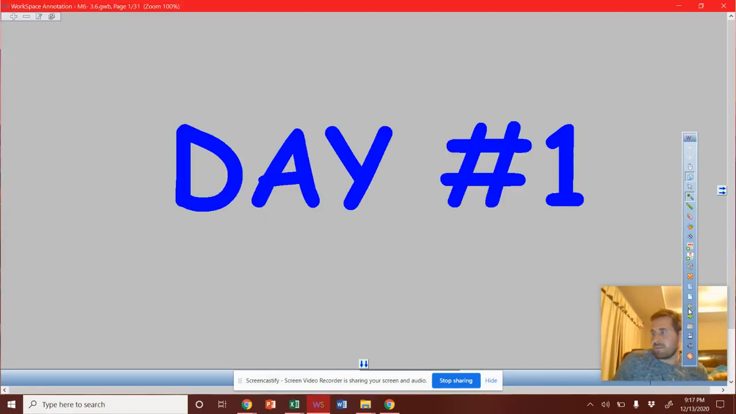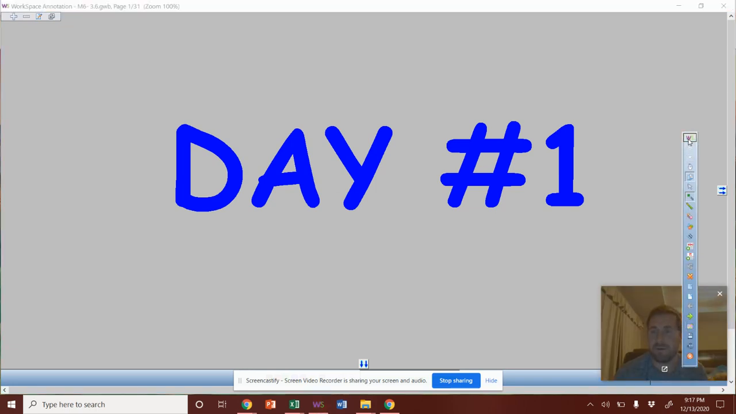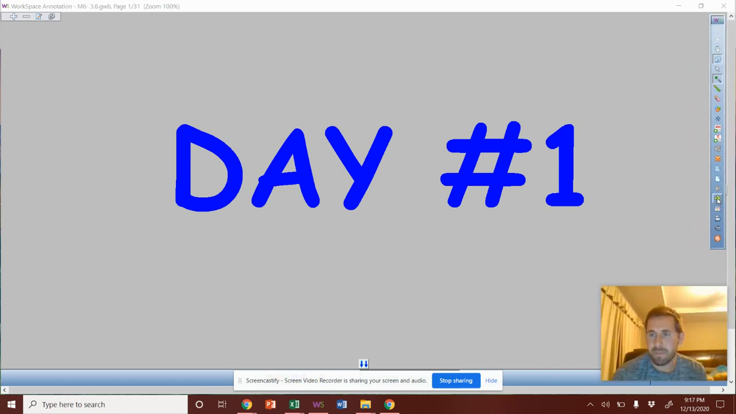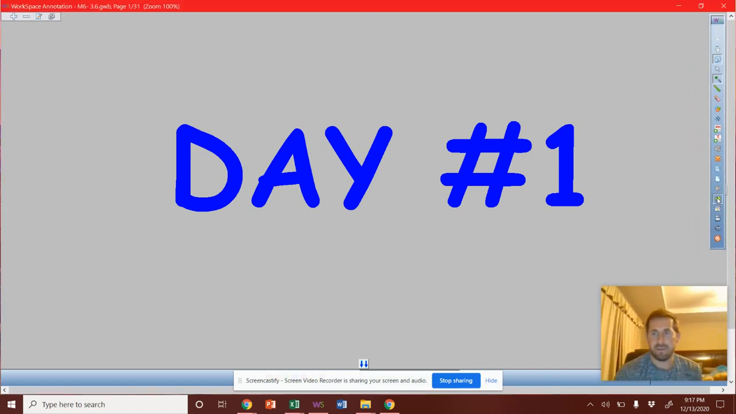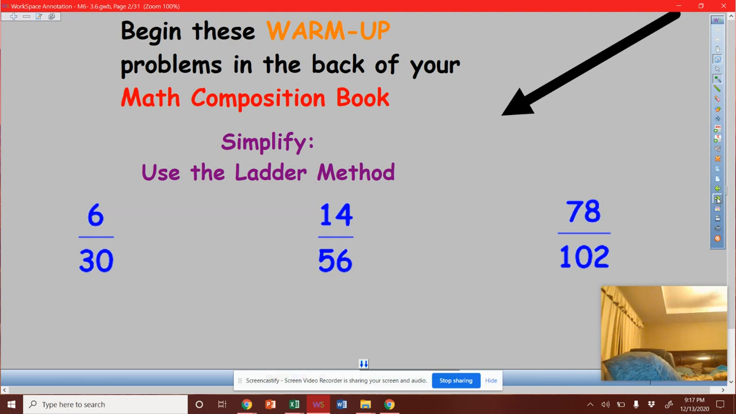And we're going to start a lesson that we're going to do for 2 days. So we'll do it today, Monday, and we'll do it tomorrow as well. So a little bit of practice each day. Here's our warm-up for it, and it's suggesting you to use the ladder method to reduce these fractions.